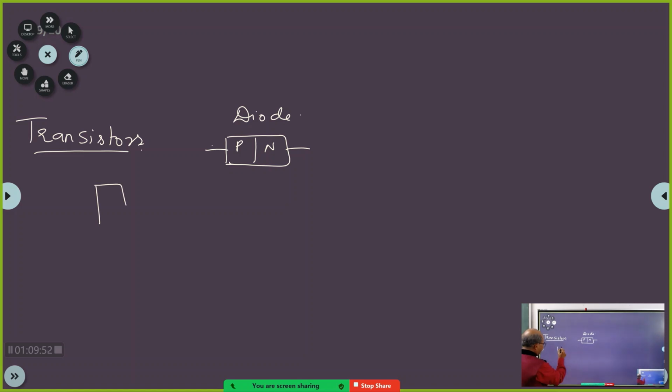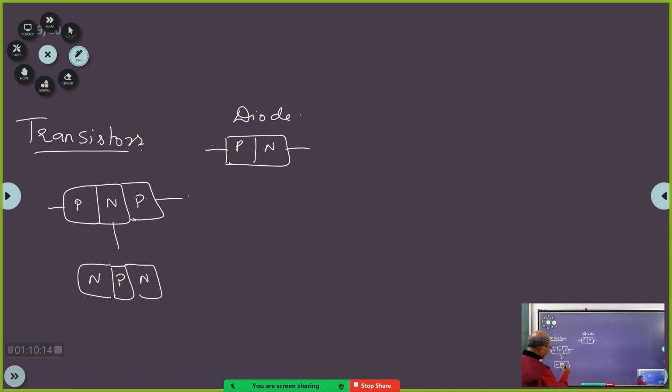You can have an N layer sandwiched between two P layers with 3 non-rectifying electrodes. Or you can have one P layer sandwiched between 2 N layers. So this is called a PNP transistor and this is called an NPN transistor. Clear? This is the first part.